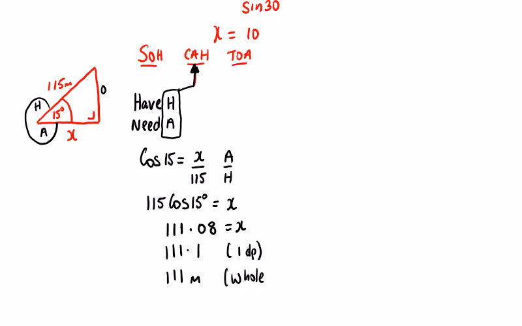So read the question carefully, identify what they're asking you, and then write your answer in the form that they want: one decimal, whole number, or two decimals. That would be two decimals.